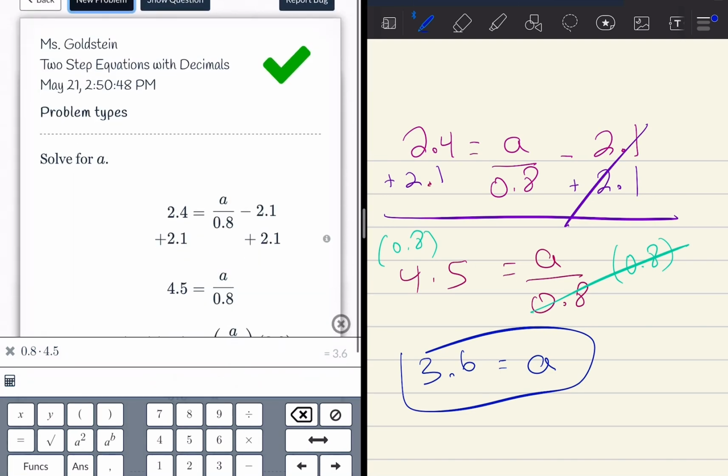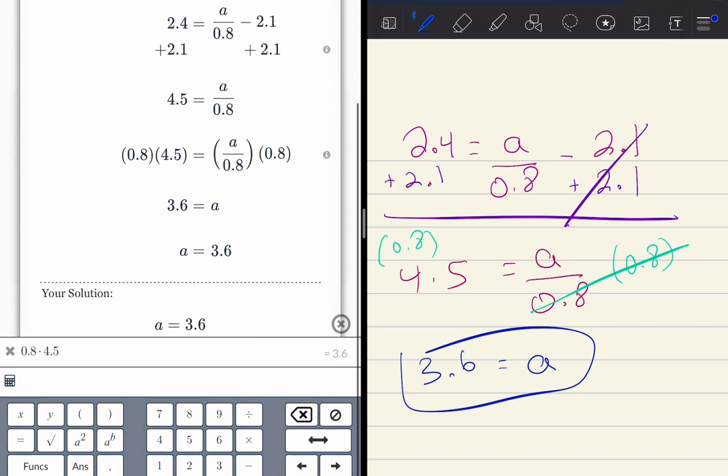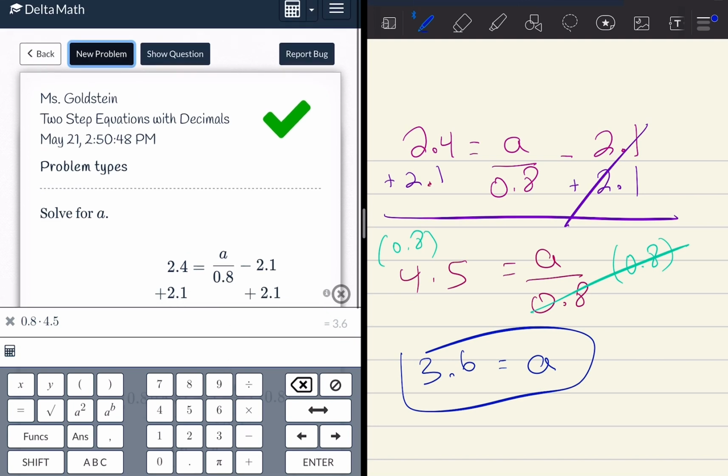And that's it. It'll show you those steps. So it's the same thing as the other types of problems, just with decimals.